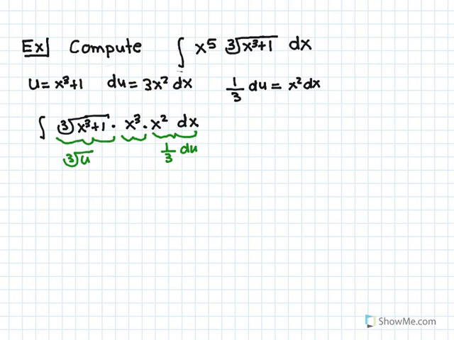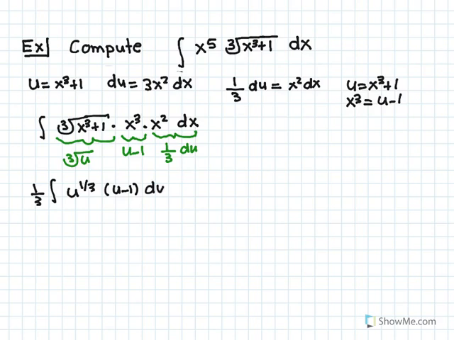If we go back to the original substitution, u is equal to x cubed plus 1, we can see that we can algebraically solve for x cubed in terms of u. That's u minus 1. So this part is u minus 1. We now have the entire integral in terms of u, and it will be solvable. So we have the integral. Let's pull the 1/3 out, and we have u to the 1/3, written as a fractional exponent, times u minus 1 du.